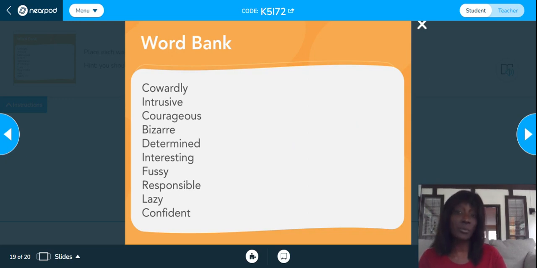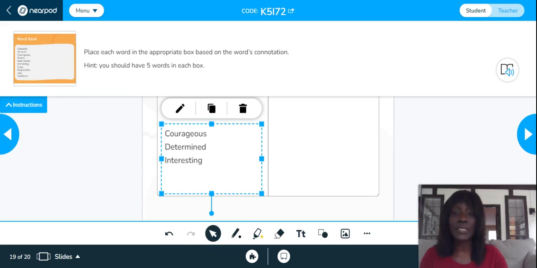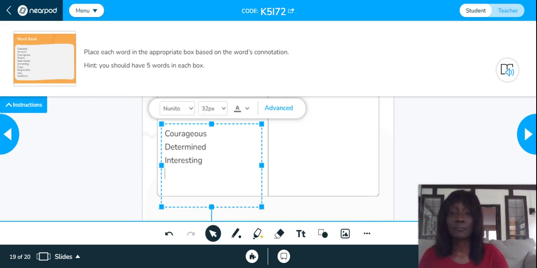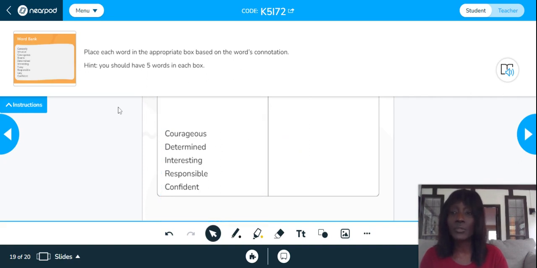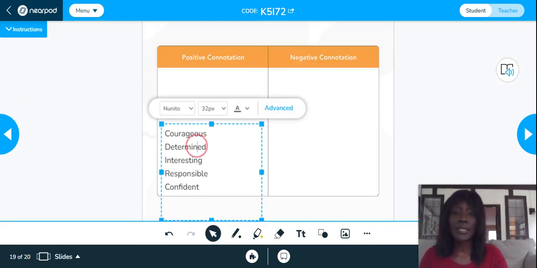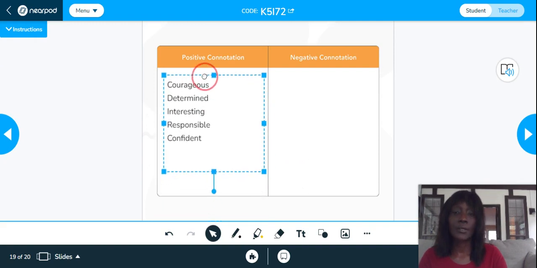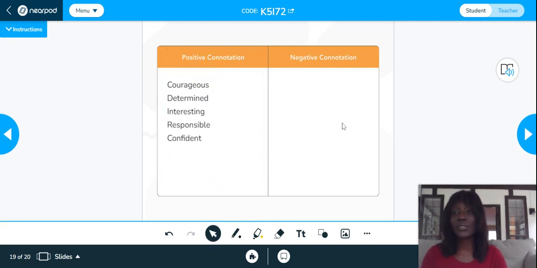Fussy, responsible, lazy, and confident. I believe responsible and confident represent a positive connotation. So these are the words. I'm going to move this up so that it will be right up under the topic positive connotations. And so we can assume that the remainder of the words are negative.